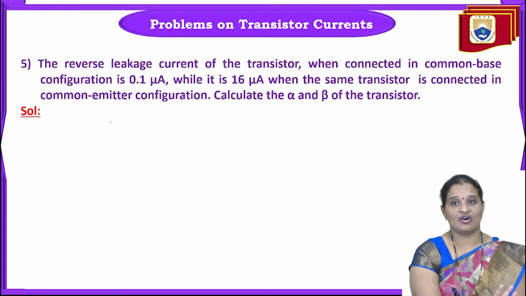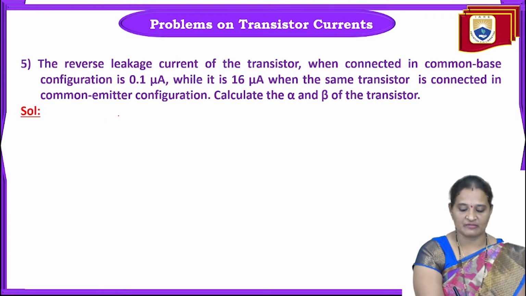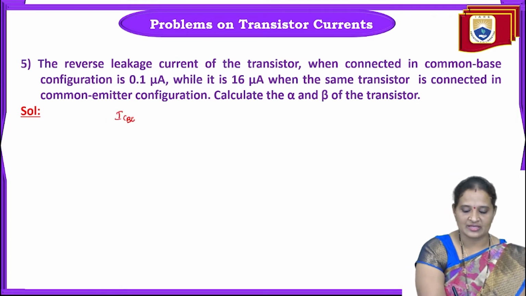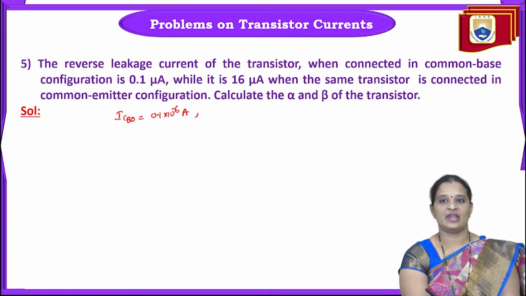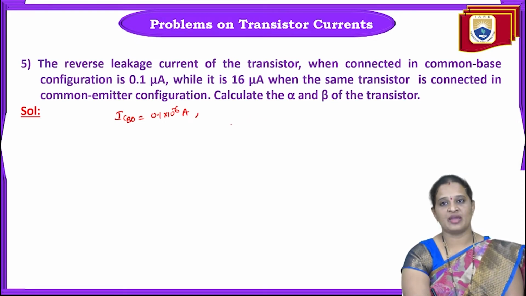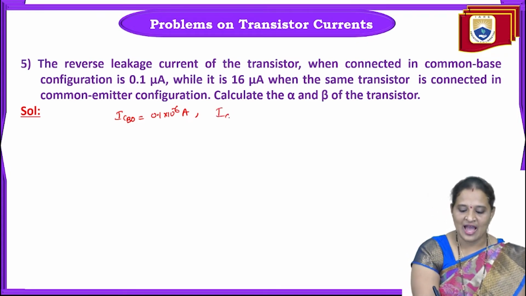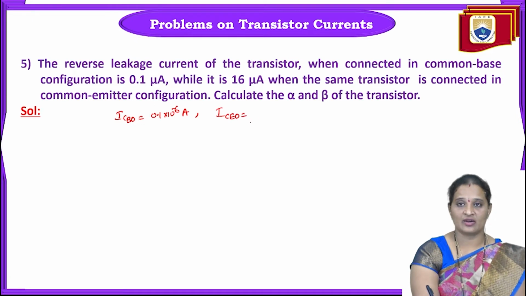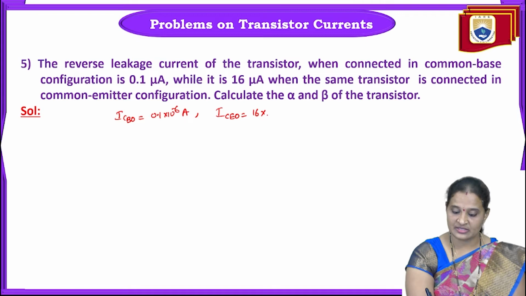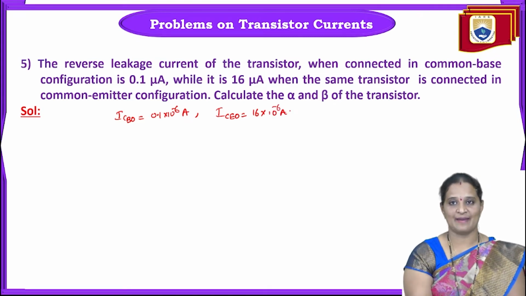Reverse leakage current of a transistor in common base configuration is represented as ICB0. It is given by 0.1 into 10 to the power of minus 6 amperes, while it is 16 microamperes when the same transistor is connected in common emitter configuration. That means here ICE0, under common emitter configuration, the reverse saturation current is given as 16 into 10 to the power of minus 6 amperes.